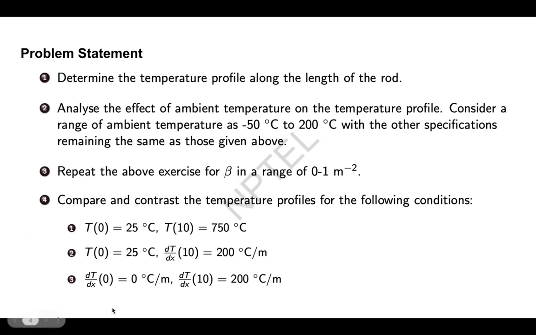And the other sub question is, at both endpoints, that is the starting and the end point, the gradient has to follow a certain value. That here the first dT/dx at x equal to 0 has to be 0 degrees Celsius per meter, and dT/dx at x equal to 10 has to be 200 degrees Celsius per meter. So these two gradients have to be satisfied. So these are the sub questions. These are sub questions we need to answer.